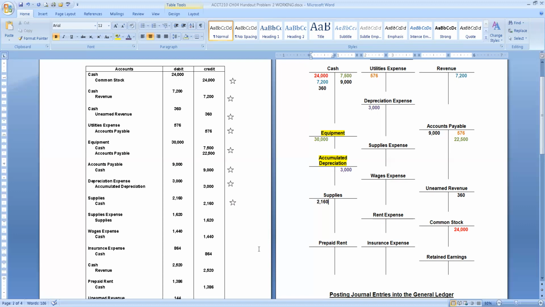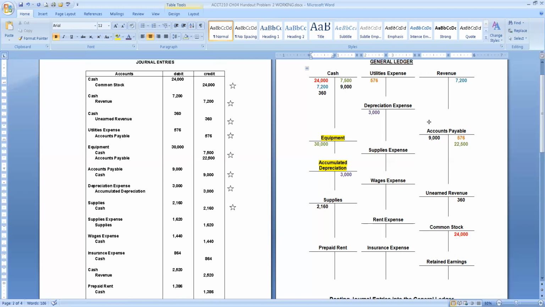Okay, supplies goes up, the cash goes down. So we must have paid cash for that, whatever it was. Supplies.